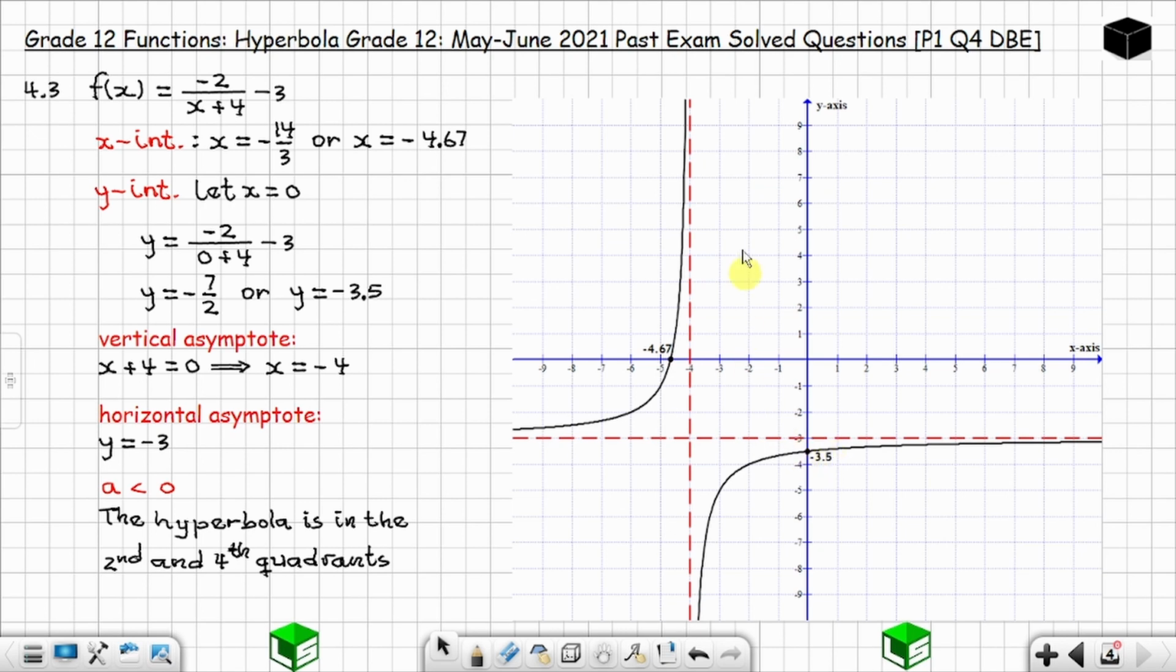You can see this is the first quadrant, this is the second quadrant, this is the third quadrant, and this is the fourth quadrant. You can see the hyperbola is in the second and fourth quadrant, right? This is the second and this is the fourth. So this is how you can sketch the hyperbola, and we are done with question 4 from May-June 2021. I'll be posting a video on hyperbola grade 12 where I'm going to explain this in detail.